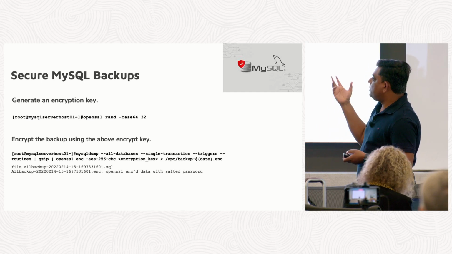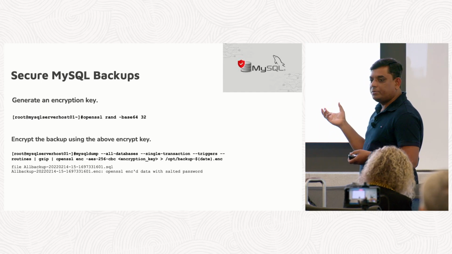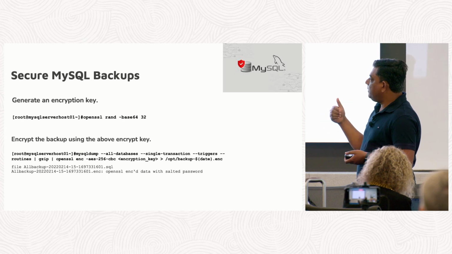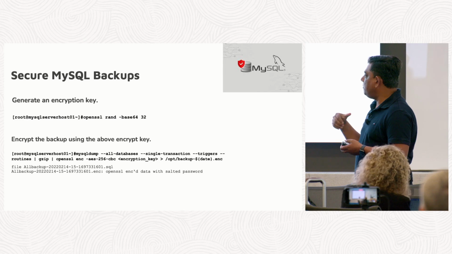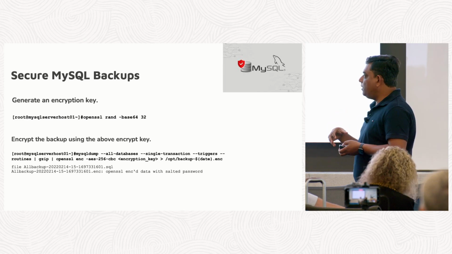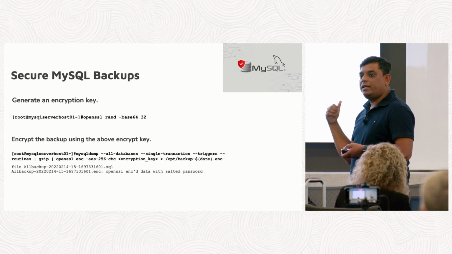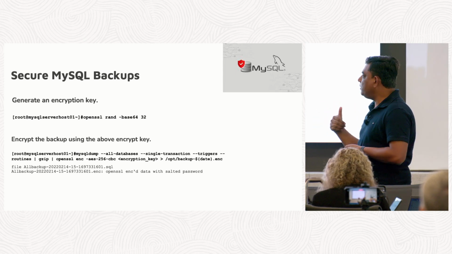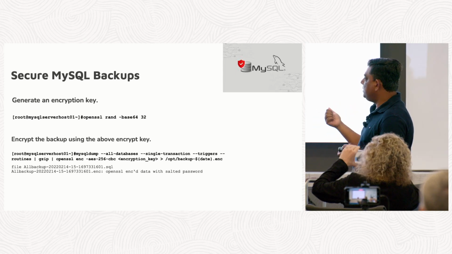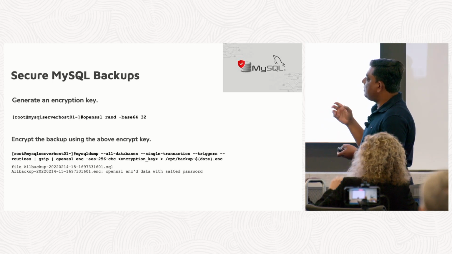Here we are just using OpenSSL to generate an encryption key. Using that key, we are actually taking the backup here. So I'm sending all my database backup using an encryption key and dumping it in a particular file. That encryption key is required to restore the database. So this way your databases are lying around.